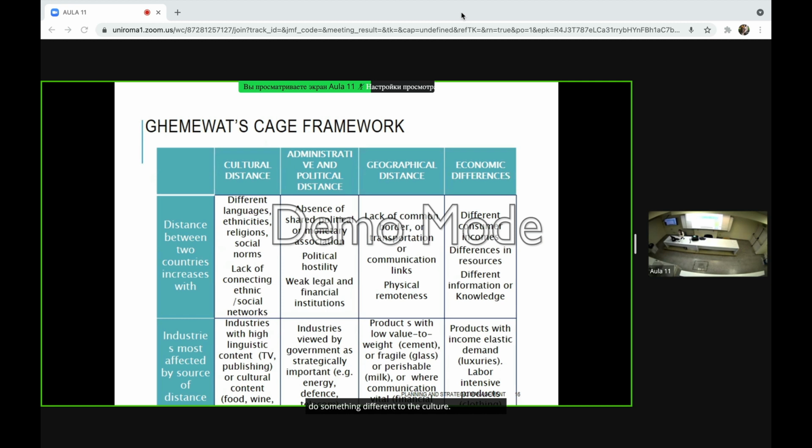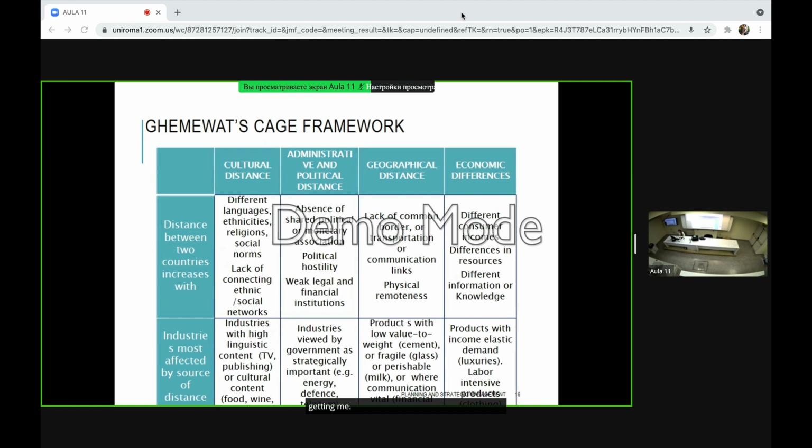The cultural distance is related to languages, ethnicities, religions, and social norms. The industries most affected by this type of distance are those with a high linguistic or cultural content. For example, consider French culture, which has made the success of French food and wine.